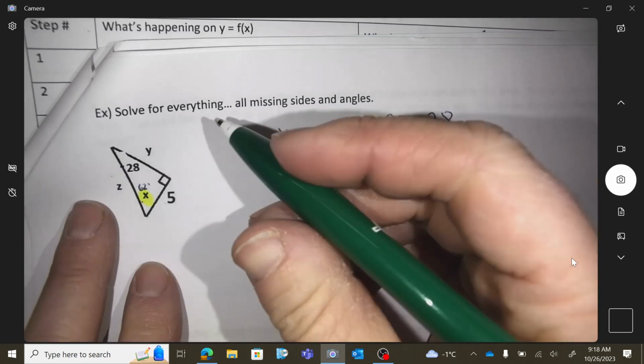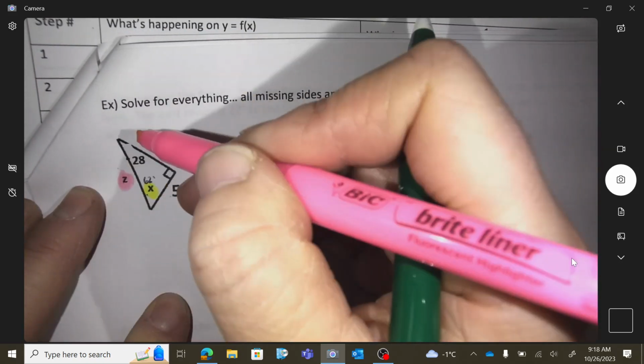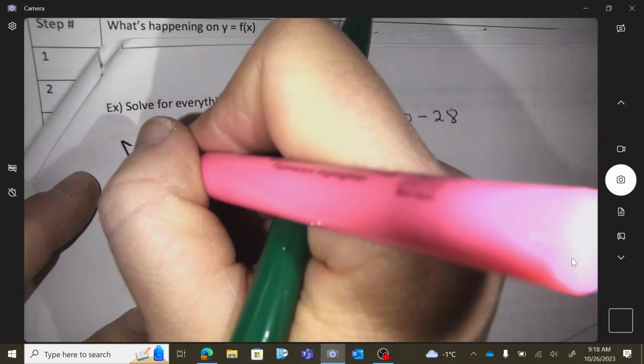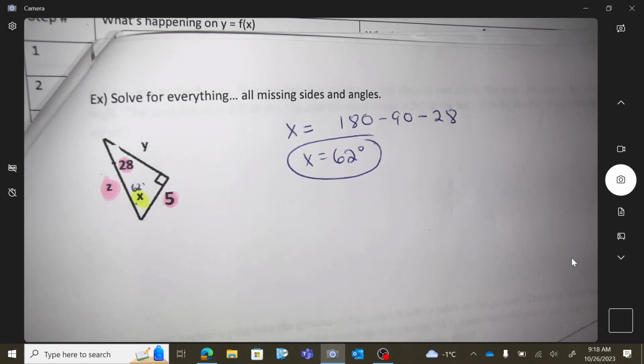Z. Okay, so if we're solving for Z, we're going to have to use an angle. Which angle do you want to deal with? Should we use the given one or the one we found? The given one. It's always better to use given information. I'm going to use those three things and figure out Z.